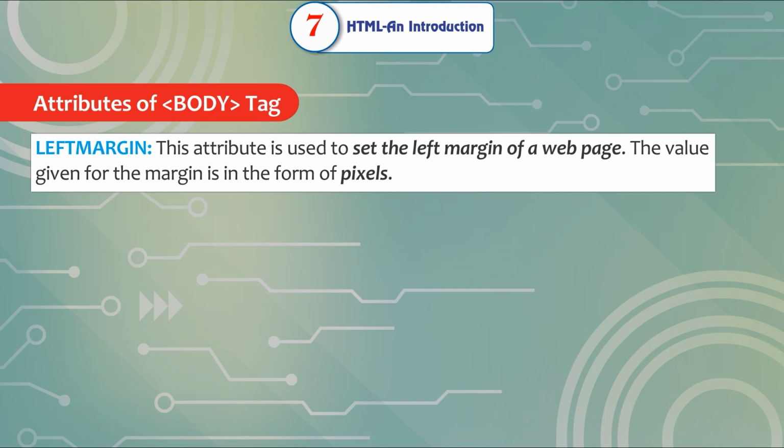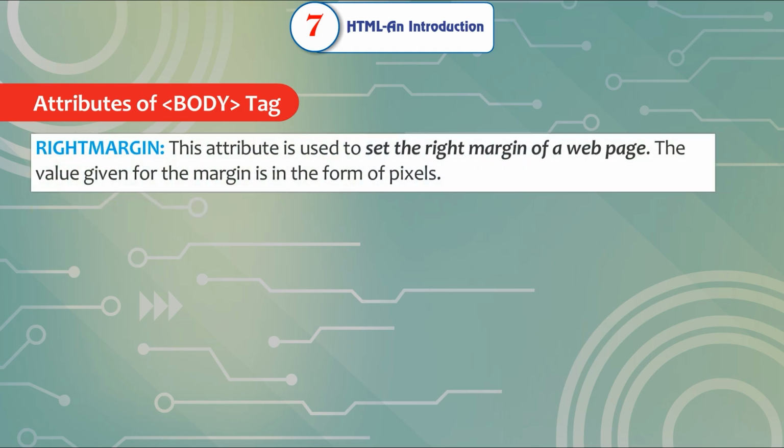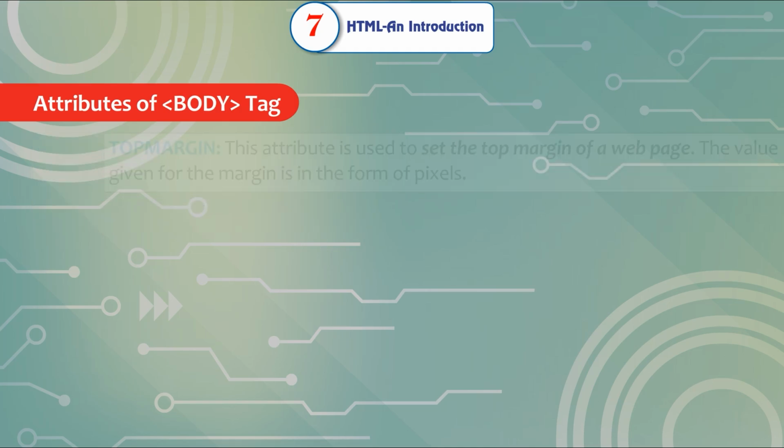Leftmargin. This attribute is used to set the left margin of a web page. The value given for the margin is in the form of pixels. Syntax: <body leftmargin=80>. Rightmargin. This attribute is used to set the right margin of a web page. The value given for the margin is in the form of pixels. Syntax: <body rightmargin=100>.